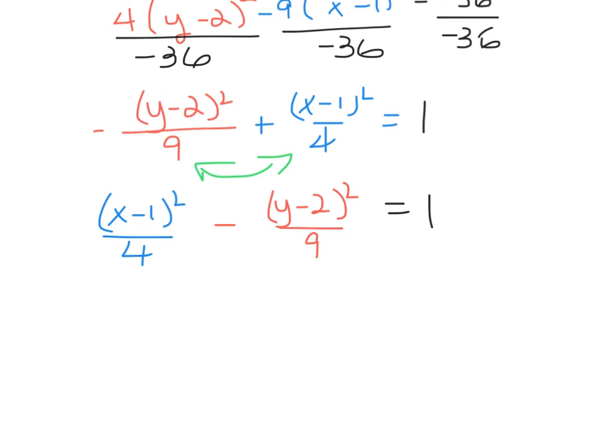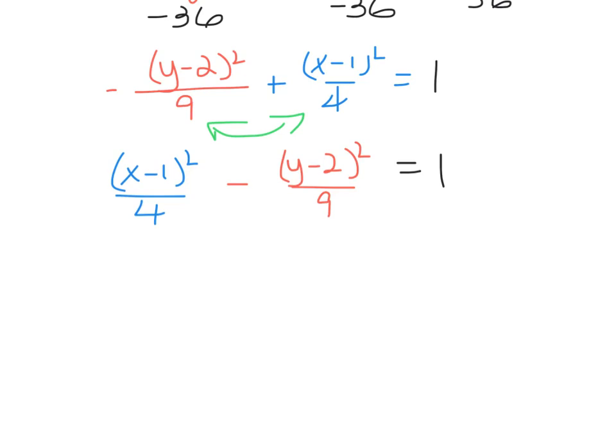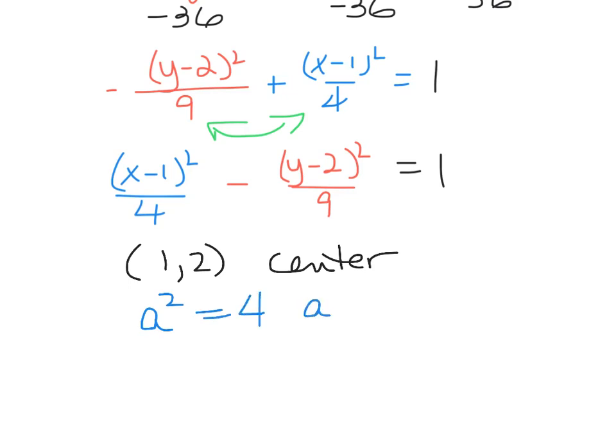All right, so a squared is always first in the hyperbola. So let's go ahead and pull these parts out. I can pull my center out first. So my center is at the ordered pair 1, 2, my h and my k. My a squared is always first, so that equals 4. So a is equal to plus and minus 2. My b squared is second, so that equals 9. So b is plus and minus 3.